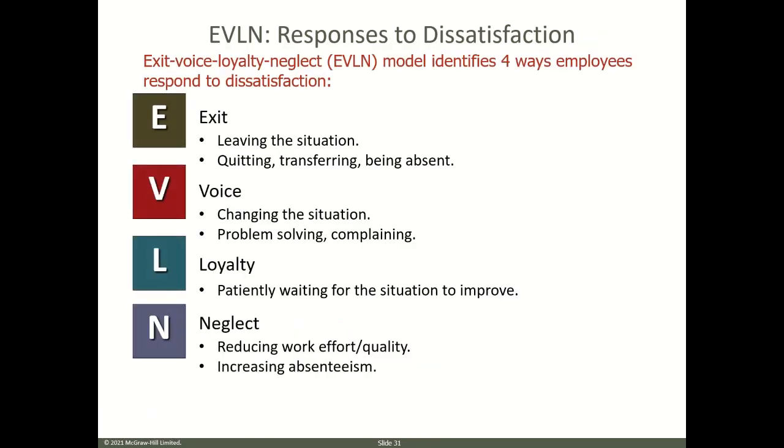Now you can see that EVLN: exit, voice, loyalty, and neglect model. Identify the 4 ways employees respond to dissatisfaction. When employees are not satisfied, there should be some response. The response will be there by the employees, maybe to the customer, maybe to the organization, maybe to the top level managers or somewhere. The first, E, means exit: leave the situation, quitting and transferring and being absent.